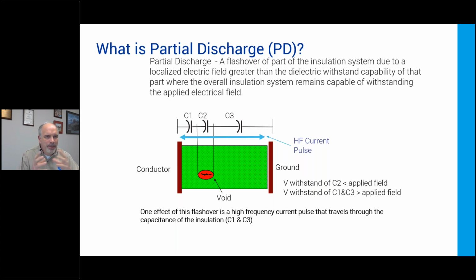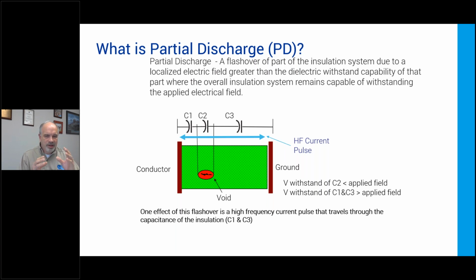So the Wikipedia definition is a flashover of part of the insulation system due to a localized electric field greater than blah, blah, blah. You can read as well as I can. But what it is, part of the insulation can't withstand the electric stress on it. Not the whole insulation, but just a part. And so what happens is that part flashes over. Now you've got enough remaining insulation in your system to not completely flash over, but that one little part is the issue. And here's a great little schematic representation that helps explain it.